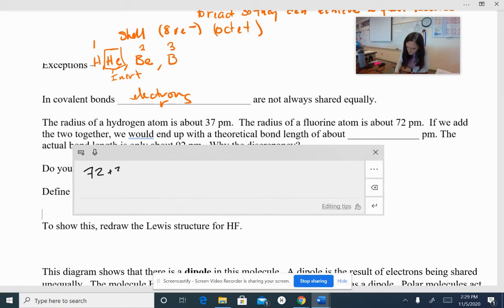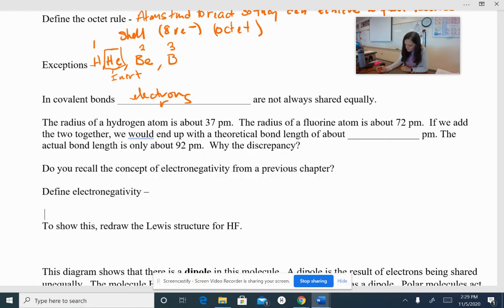72 plus 37. Let's see, we'd have 9 plus, so we'd have 109 picometers. Let's see what that comes out to be. Okay. So we would end up with a theoretical bond of about 109 picometers. Okay, the actual bond length is only about 92, so it's about 17 picometers short.